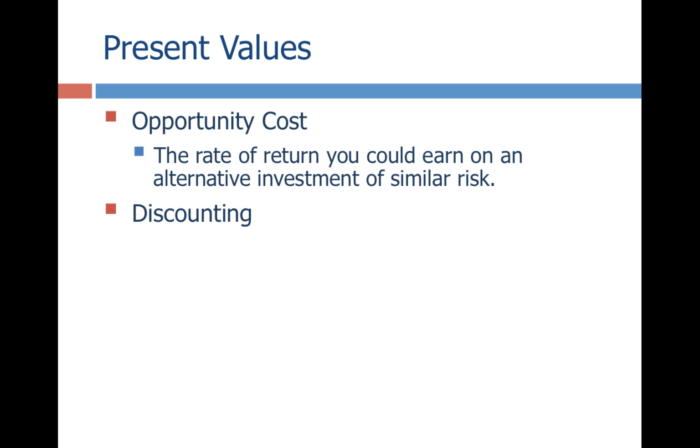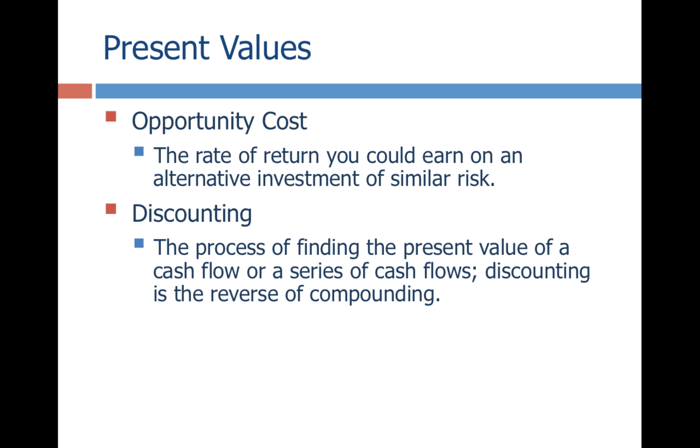Present values are going to involve discounting, which is the process of finding the present value of a cash flow or series of cash flows. Basically, discounting is the reverse of compounding. I think I talked about this last week, compounding is pretty easy to understand. Discounting is a little bit more difficult to understand because it's basically compounding working backwards.